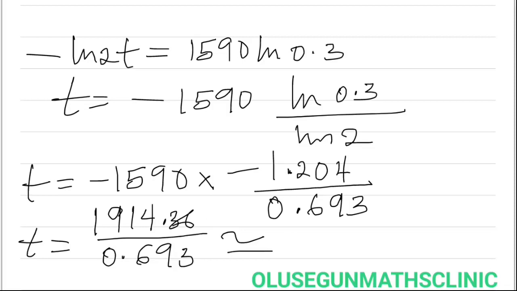So divide by 0.693. So we have 2762. So for me to approximate it to the last answer, we have 2762 years. So this is the final answer. The real answer is 2762.42. So I approximate it to get this answer.